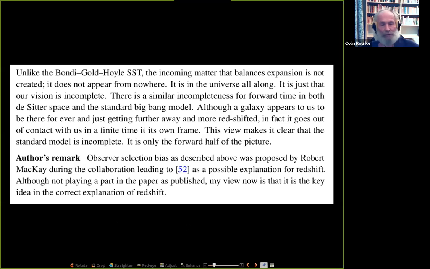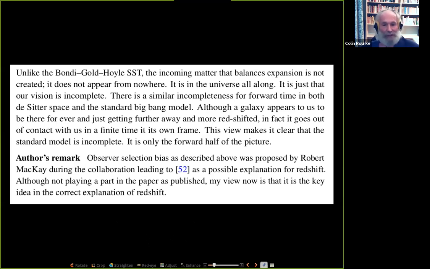So there's the steady state theory, SST, propagated by Hoyle mostly, the Bondi-Gold-Hoyle steady state theory. The incoming matter that balances expansion, the stuff that causes the contraction, is not created as it is in the steady state theory. The idea was that the universe creates matter. It does not appear from nowhere. It's in the universe all along. It's just that we don't see it.